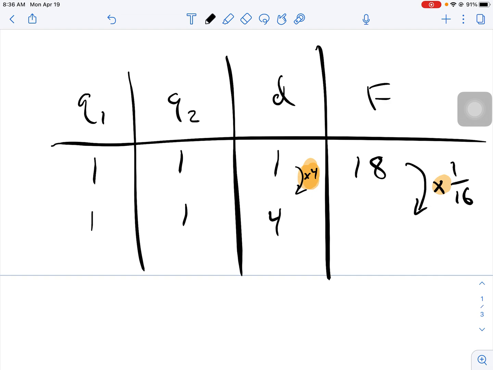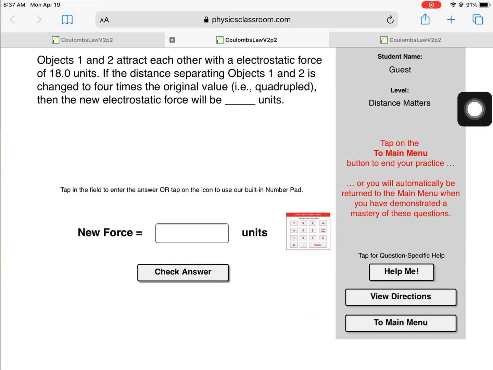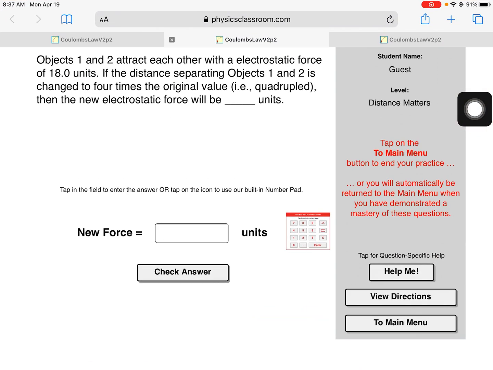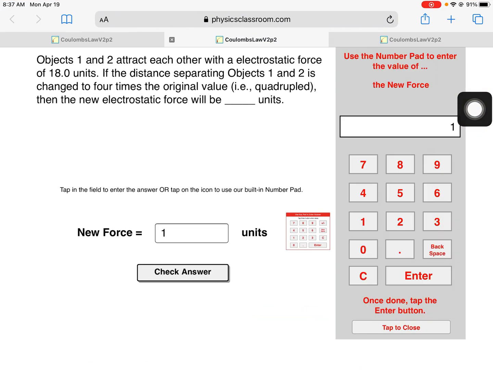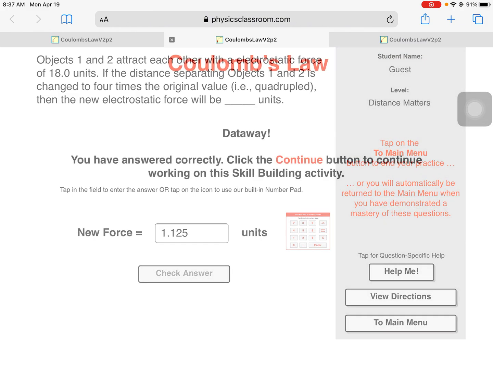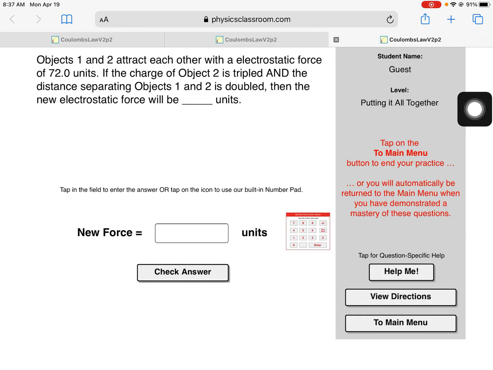You guys are getting good at fractions. You could do it on your calculator, whatever's clever. It's going to be 1.125. Let's see if that's the right answer. 1.125. Enter. Check answer. Good.